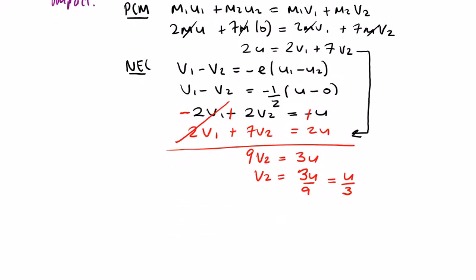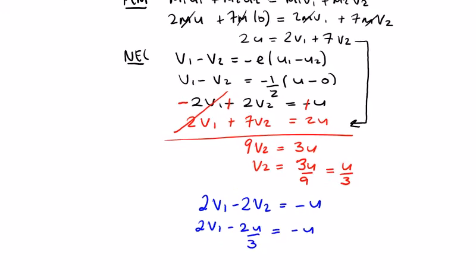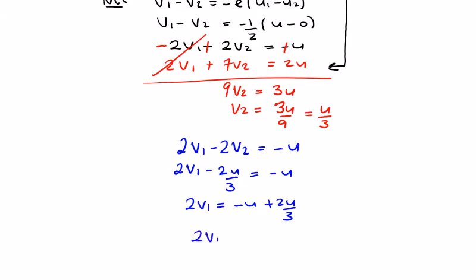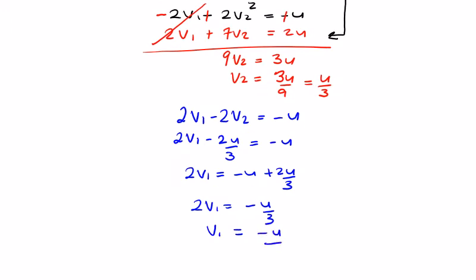Let's have a look at getting v1. What could be the easiest equation to get v1? It's probably this one here, 2v1 minus 2v2 is equal to minus u. So if we put v2 in, we're going to get 2v1 minus 2u over 3 is equal to minus u. So we're going to get 2v1 is equal to minus u plus 2u over 3, or minus a full 1 plus 2/3, which is minus a third. 2v1 is equal to minus u over 3, and then to get v1 we're going to have to divide this by 2, which will give us minus u over 6.